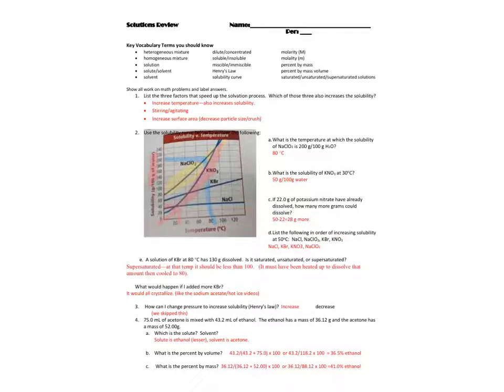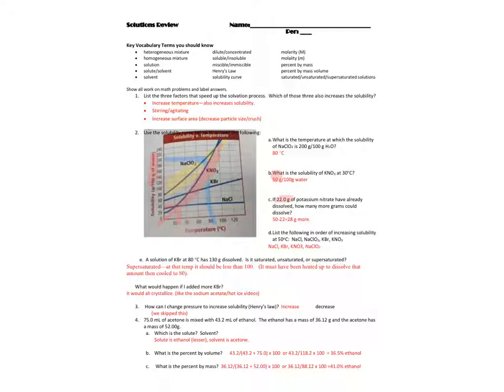All right, so on the potassium nitrate, it asks how many more grams would dissolve. So it's talking about problem B. We already know it can hold this, and it's saying that we've already put in 22.0. So you just subtract those, and you could add 28 grams more.